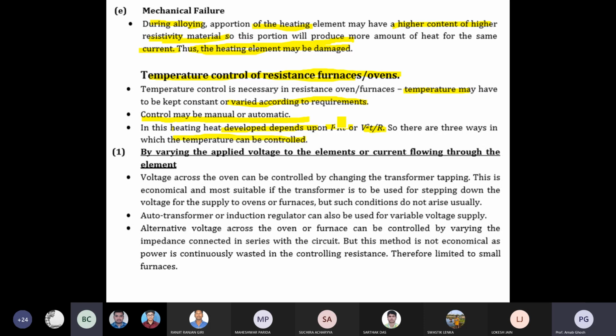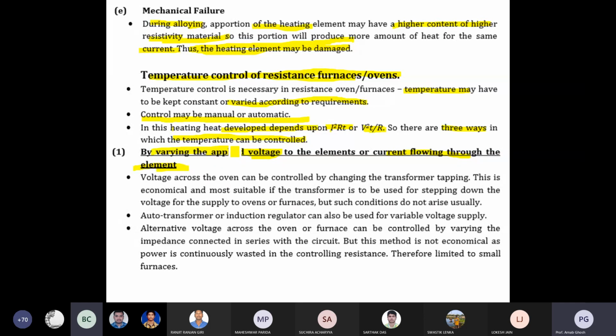The first one is I square T, in terms of I, R and T, time and current. You can replace I equal to V by R. So I square means V square by R square into R into T. The R cancels, so it is V square T whole divided by R. Three ways are there. First, by varying the applied voltage, so the current flowing through the elements changes. So you are changing the heating by varying the applied voltage.